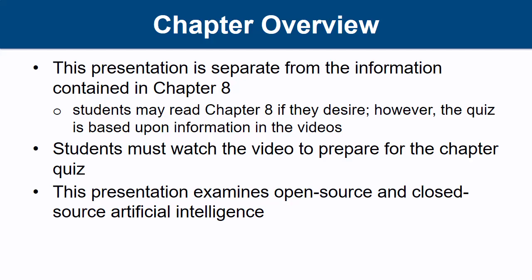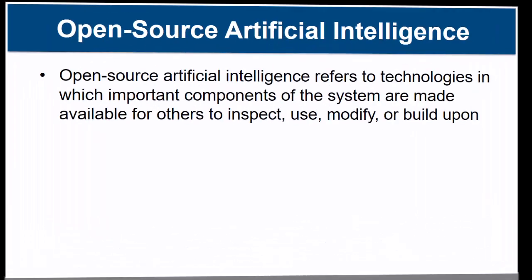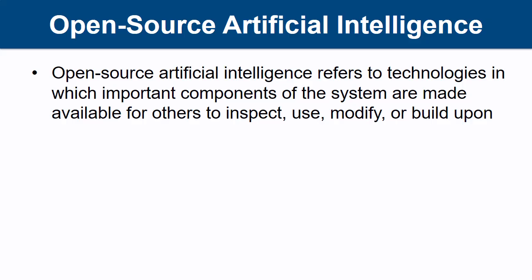So, what is open-source AI? Generally, open-source AI refers to artificial intelligence technologies in which important components of the system are made available for others to inspect, use, modify, or build upon. In other words, the data and the systems used are available to others outside the organization that is using this data and systems. Exactly what is made available can vary considerably among AI systems.